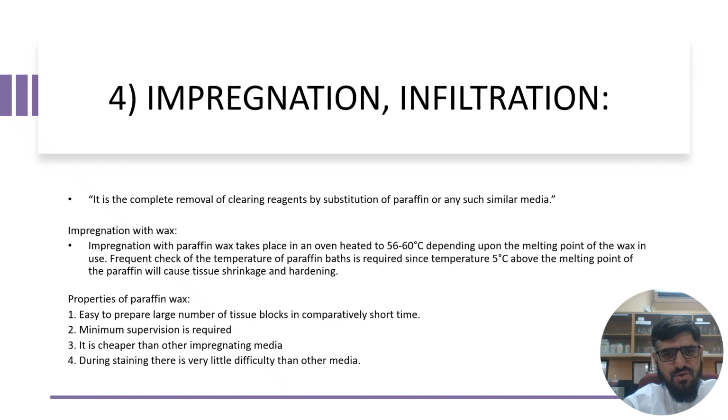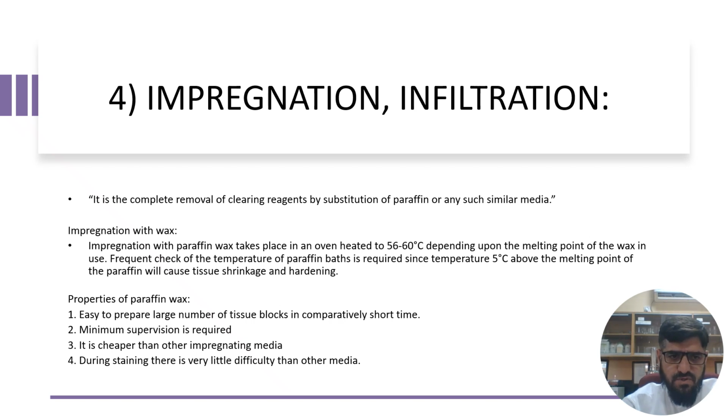The last step of tissue processing is impregnation or infiltration. It is the complete removal of the clearing agent by substitution with paraffin wax or any similar impregnating media. Impregnation with wax takes place in an oven heated to 55 to 60 degrees centigrade, depending upon the melting point of the wax used. Frequent checking of the temperature of the paraffin bath is required, since a temperature 5 degrees above the melting point of the paraffin will cause tissue shrinkage and hardening.